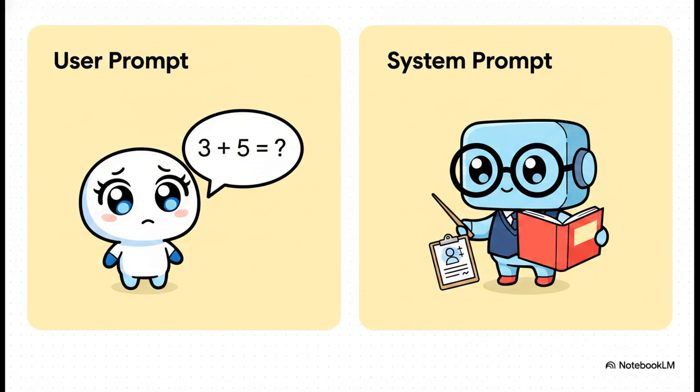Without that system prompt, the AI would just bluntly say, 8. But with it, it adopts a persona and replies, "Well, if you have 3 apples and you find 5 more, how many do you have?" That system prompt completely governs how the AI behaves.